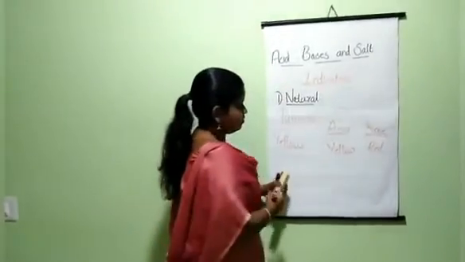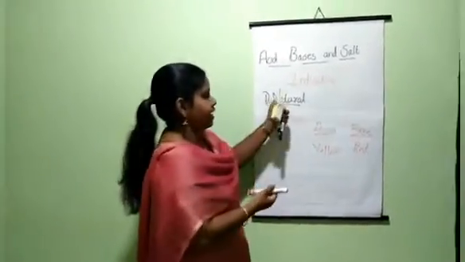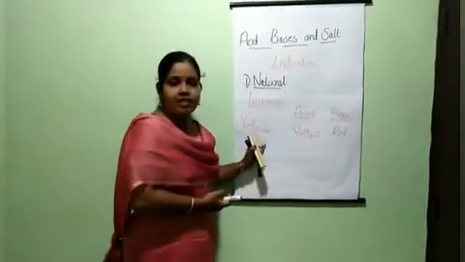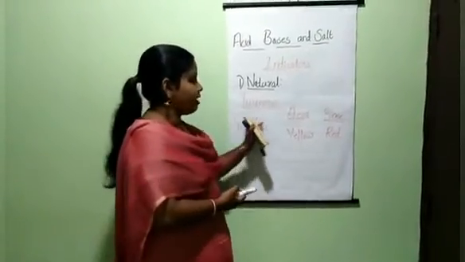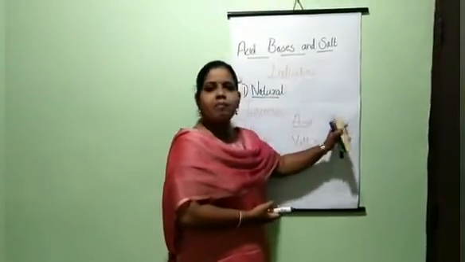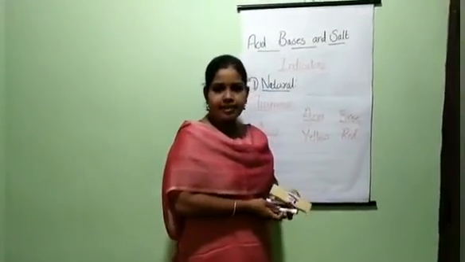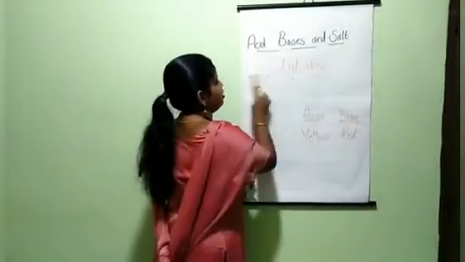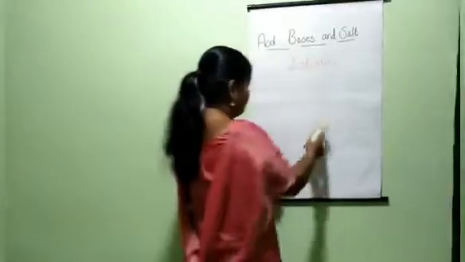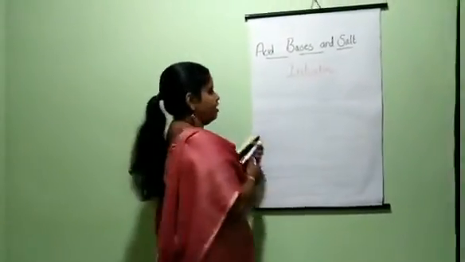Okay, so the second example of a natural indicator is turmeric. Turmeric has a yellow color. The yellow color remains yellow in acidic solution and changes to red in basic solution. Okay, clear? Now I am going to explain the second type of indicator, that is synthetic indicator.